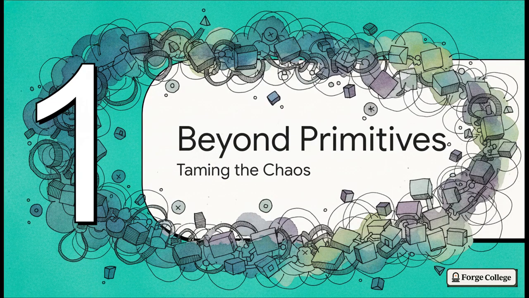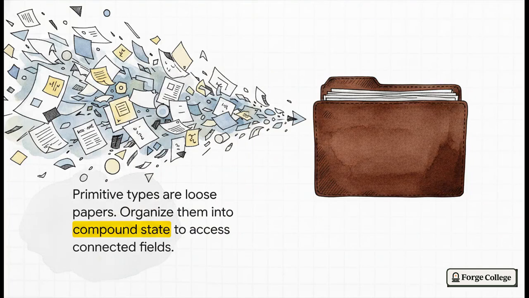Beyond primitive data types, taming the chaos. Previously, you learned how to declare primitives and rely on explicit widths and default values for type safety. But right now, honestly, those primitive types are just loose papers floating around your smart contract. We need a reliable way to organize related data so our functions can actually manage them as a single cohesive unit. You really don't want to pass around 10 different variables into a function just to update one user's profile. That is a fantastic way to lose data and, honestly, your sanity. We have to bundle them into what we call compound state.